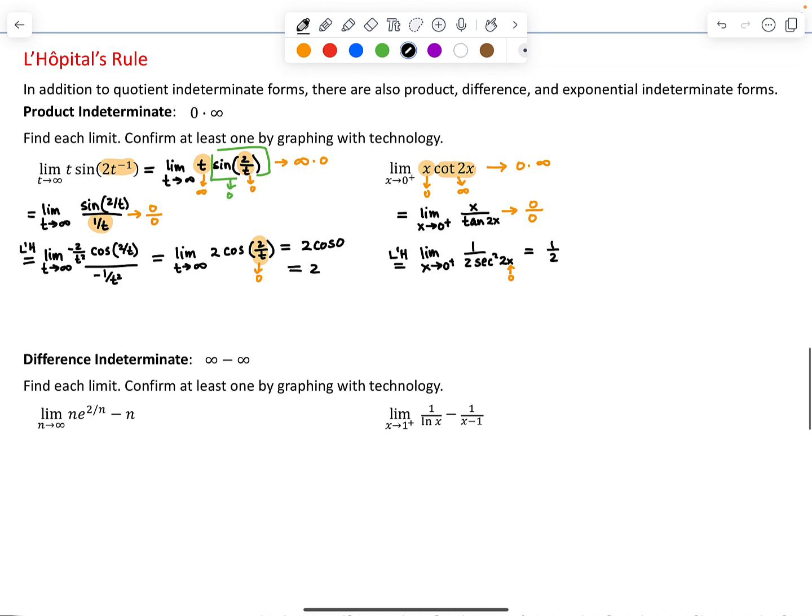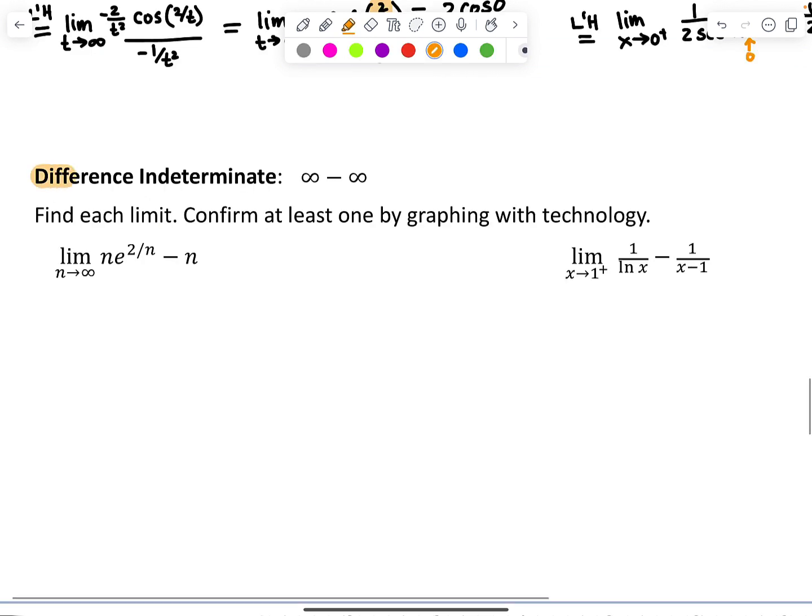Okay, next on this page, we have two examples of something known as a difference indeterminate, which occurs when you have an infinity minus infinity. It is tempting to say that this might be 0, but it depends on which infinity is larger. Again, our goal, if we have a difference indeterminate, is to find some way to express it as a quotient indeterminate so that we can use L'Hopital's rule.